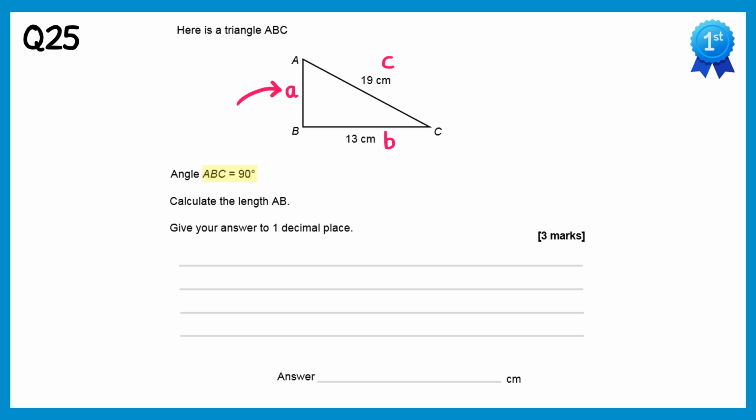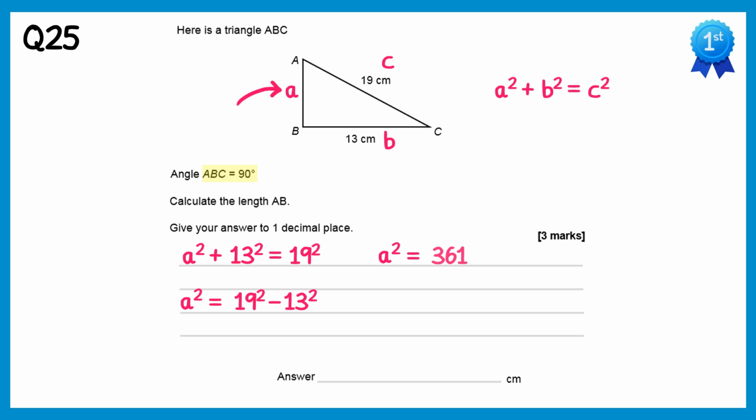We can then use the formula a squared plus b squared equals c squared. So if we substitute in values first, we get a squared plus 13 squared is 19 squared. If we rearrange, we get a squared equals 19 squared, take away 13 squared. We can then work these out, so a squared equals 361, take away 169, which gives you 192, and then we can just square root this. So a equals the square root of 192, which comes out as this number here. The question does say though, give your answer to 1 decimal place, so we're going to need to round this number, and it comes out at 13.9.